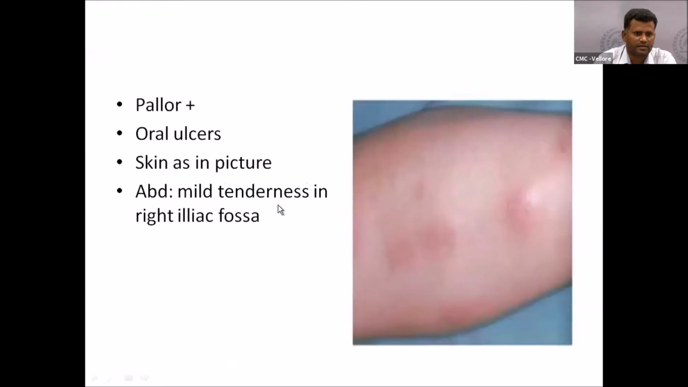So he has pallor, he has oral ulcers, and skin was showing this type of picture. So this is erythema nodosum. It's a painful, tender skin nodule. And abdomen examination showed mild tenderness in the right iliac fossa. Anybody wants to add what you want to do for this child? And any diagnosis you are suspecting for this child for his chronic symptoms? You can either voice out or type down in the chat box.